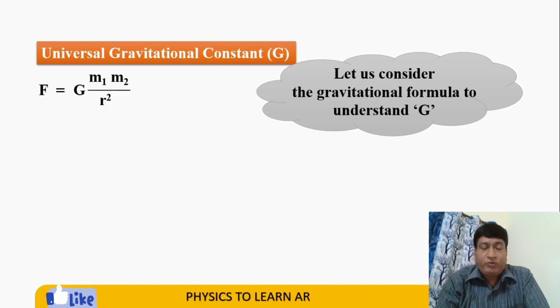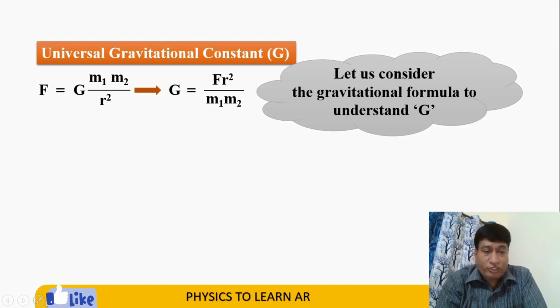So already we know F is equal to capital G into m1 m2 by r square. With the help of this we can write capital G is equal to F into r square by m1 m2. If we move r square to this side and m1 and m2 downwards, we get capital G is equal to F into r square by m1 m2.